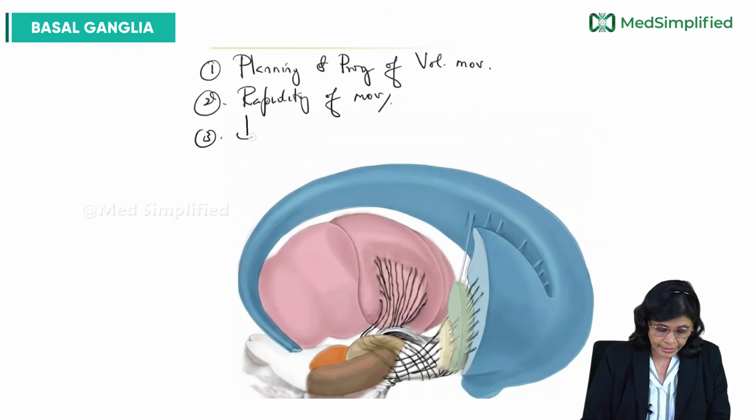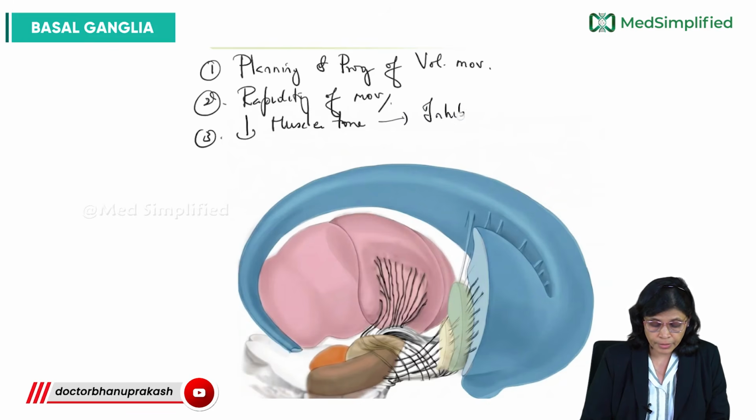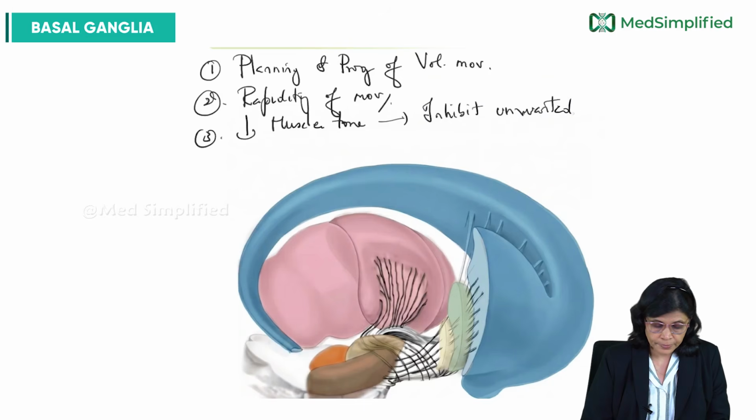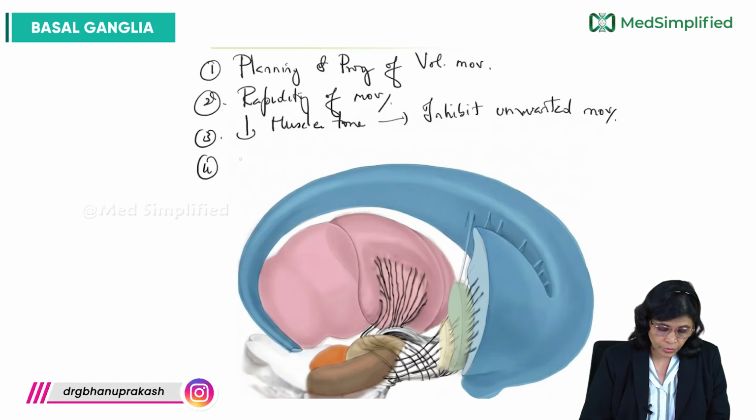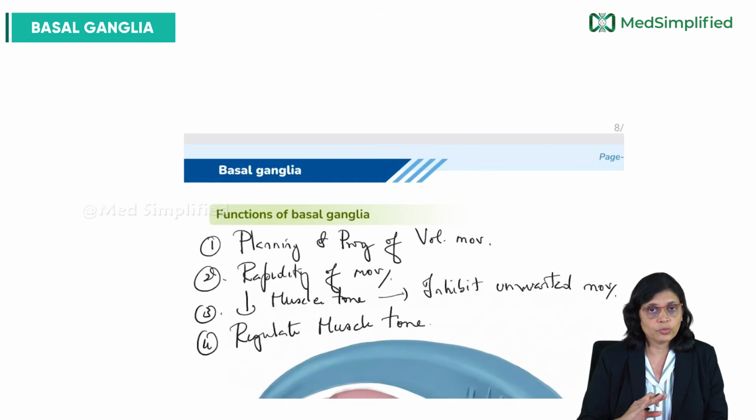Then third, it will decrease the muscle tone and thus inhibit any unwanted movements, unwanted muscular activity. Then it will also regulate the muscle tone. It will decrease the muscle tone as well as regulate the muscle tone. So when it regulates the muscle tone, there is smooth voluntary movement.